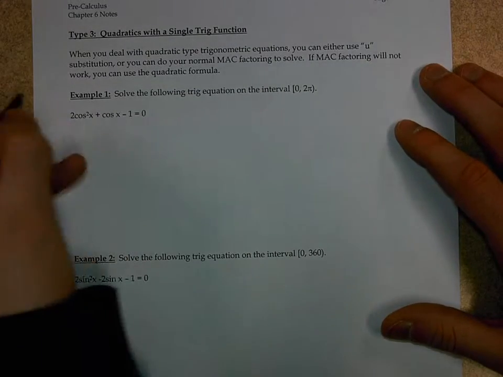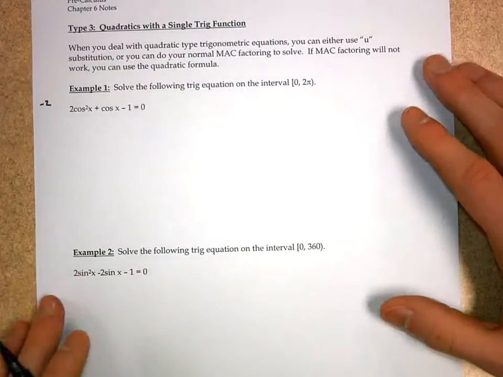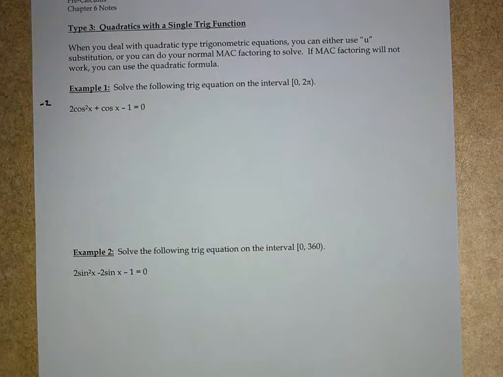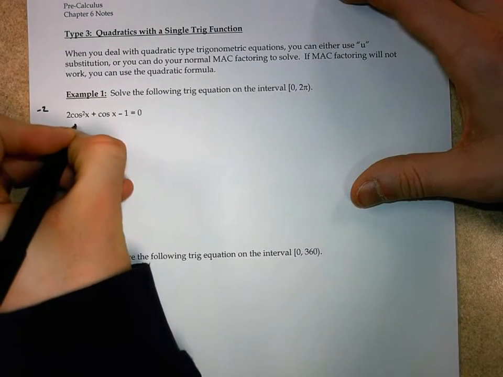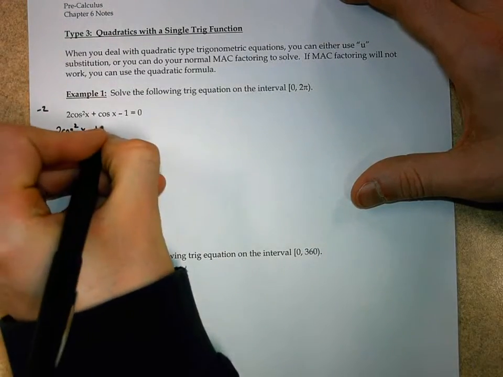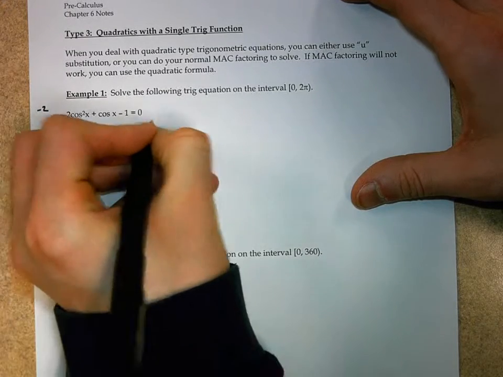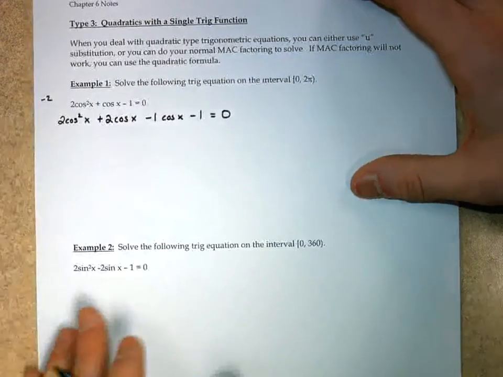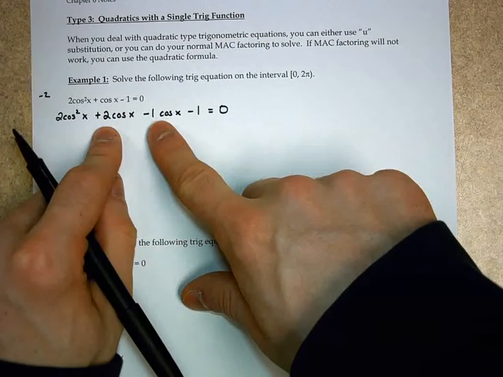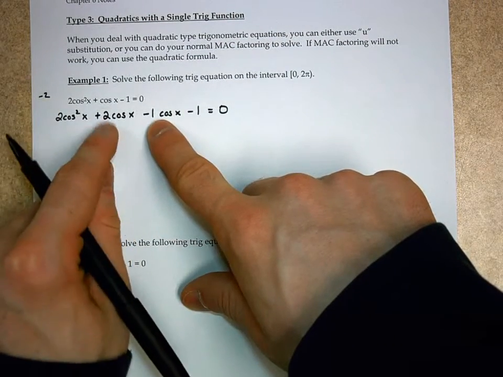Here, I take 2 times negative 1, which is negative 2. What are the factors of negative 2 that add up to be positive 1? And you know that's going to be a positive 2 and a negative 1. So this will be 2 cosine squared of x plus 2 cosine of x minus 1 cosine of x minus 1 equals 0. So there's my two factors that multiply to be negative 2 but add up to be positive 1.